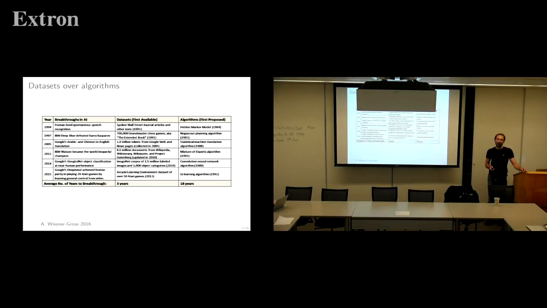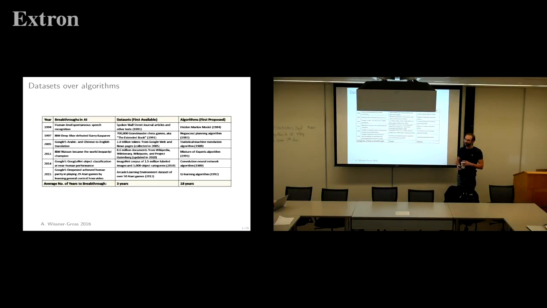Actually, there is a somewhat controversial claim saying that data is more important than algorithms. It looks at the time it takes from the publication of an algorithm to a breakthrough, in several milestones in artificial intelligence, versus the time from the publication of the data set on which the algorithm was trained. So from the publication of the data set, it's about 3 years. From the publication of the algorithm, it's about 18 years on average.